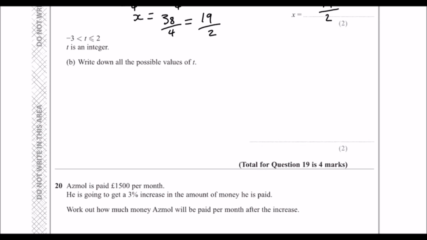Okay, t is an integer that's bigger than negative 3 and less than or equal to 2. Write down the possible values of t. So it's an integer, that means a whole number. And it's bigger than negative 3, so it can't equal negative 3. So it can be negative 2, negative 1, 0, 1. And it can equal 2, because it's got a little or equal sign here. And 2.